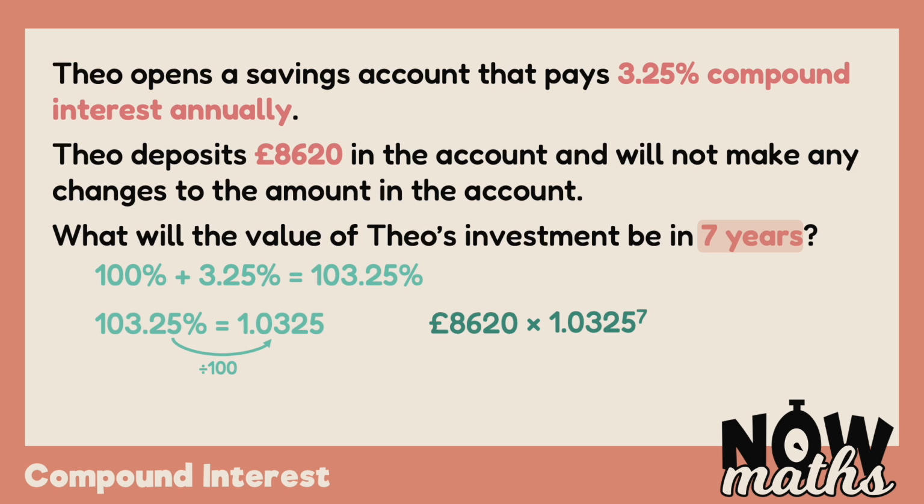We then type this into a calculator and we get a decimal which has 4 decimal places in it. So we need to round this to 2 decimal places, and this tells us that Theo will have £10,782.95 in his account at the end of the 7 years.